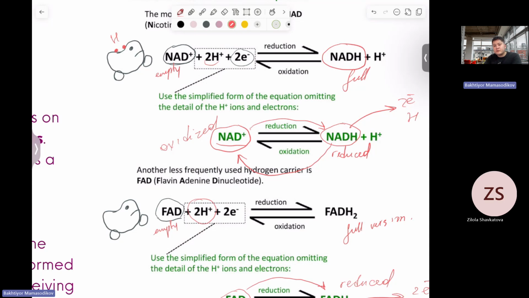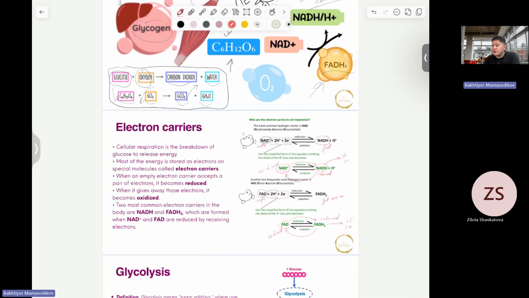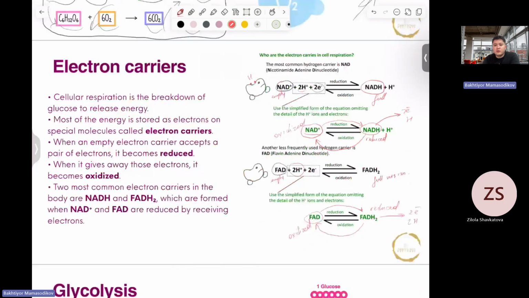Why are these electron carriers so important, why am I explaining them so much? They don't make ATP directly, but they deliver those electrons to the last part of cellular respiration, which is called the electron transport chain in the mitochondria, where lots of ATP is made.